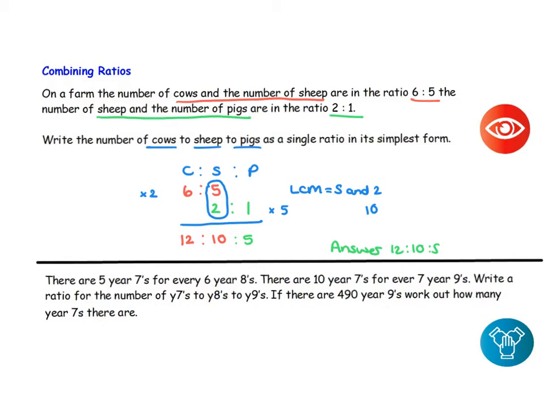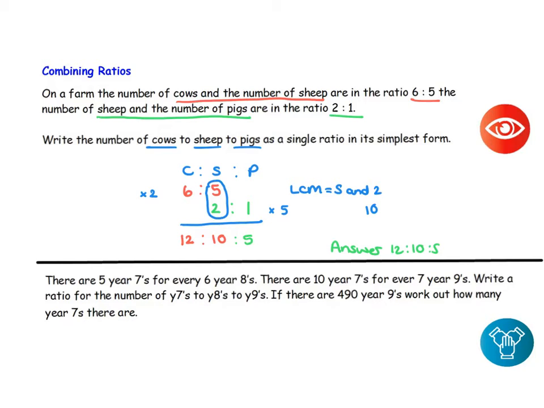Okay, so you'll notice that the second question is a we do. I'll read it first before asking you to have a go. There are 5 year 7s for every 6 year 8s. There are 10 year 7s for every 7 year 9s. Write a ratio for the number of 7s to 8s to 9s.